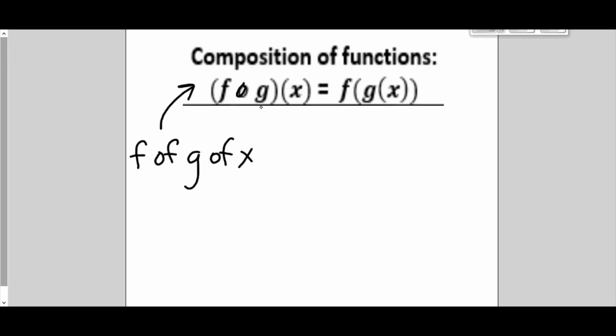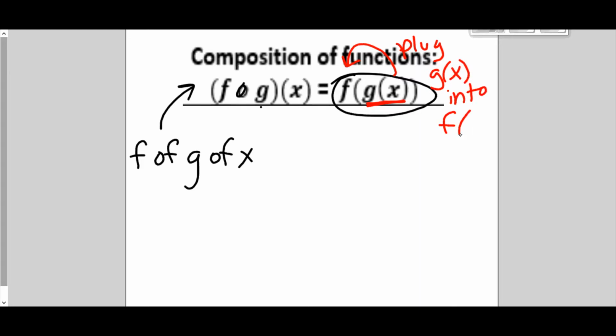But this first notation is kind of weird. The notation on the right, f of g of x with all those parentheses, is the notation that I'm going to use. If I see the notation on the left-hand side, I'm always going to rewrite it so that I can see this notation. It's a lot clearer to use. What this says is you're going to do g of x first. In other words, you're going to take g of x and plug it into f of x.